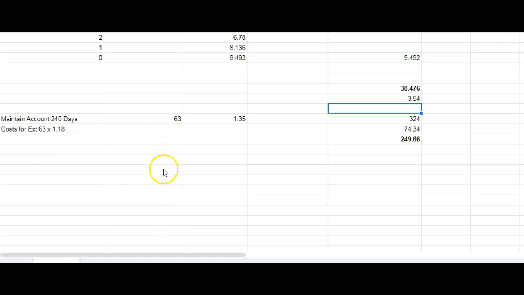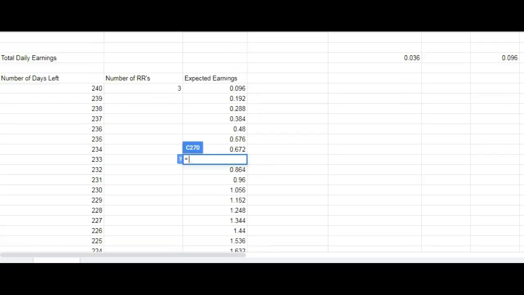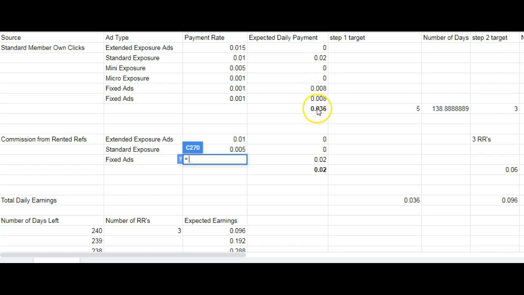Now, if you keep building your account and you get to the point where you do have 300 rented referrals, let's do the calculations for this one then. So each day, you're going to get your earnings from your own daily clicks, which is still the same, plus you're going to get the amount from your rented referrals. So we said that was an average of 0.02 per rented referral, and you've got 300 rented referrals.